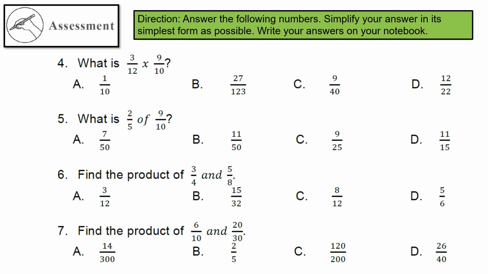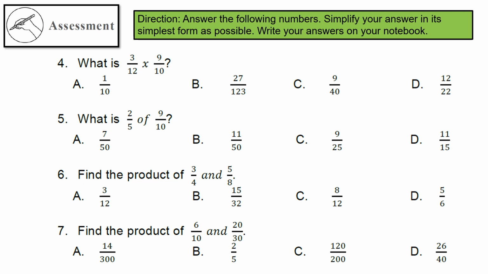Number 4. What is 3/12 times 9/10? A. 1/10, B. 27/123, C. 9/40, or D. 12/22. Number 5. What is 2/5 of 9/10? A. 7/50, B. 11/50, C. 9/25, D. 11/15. Number 6. Find the product of 3/4 and 5/8. A. 3/12, B. 15/32, C. 8/12, or D. 5/6.